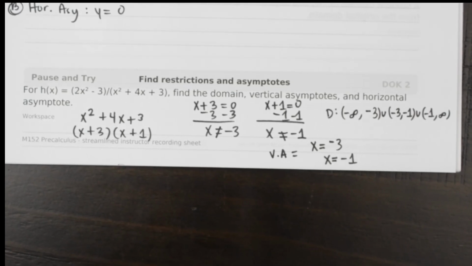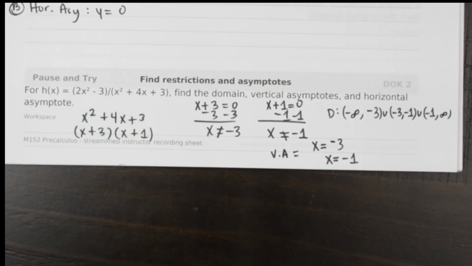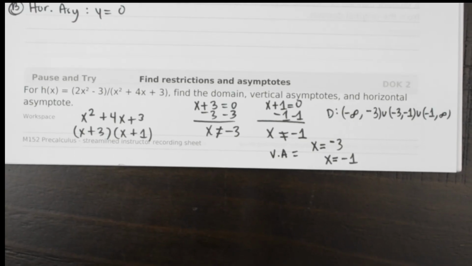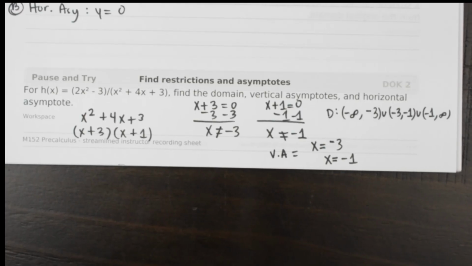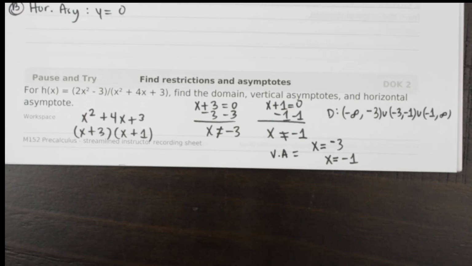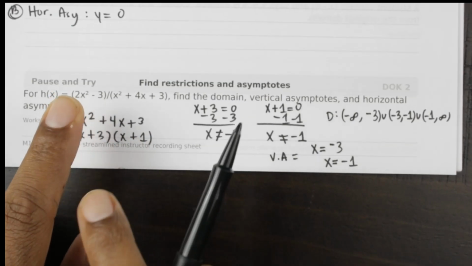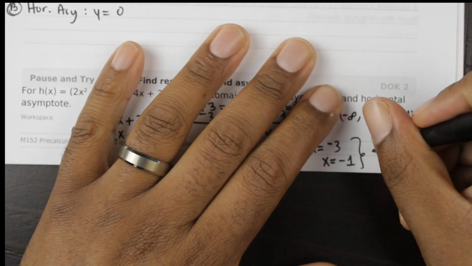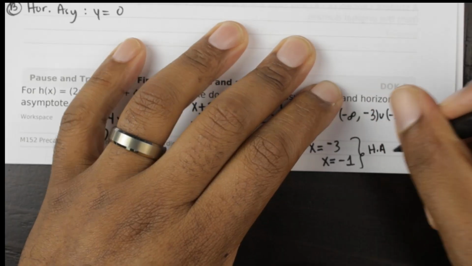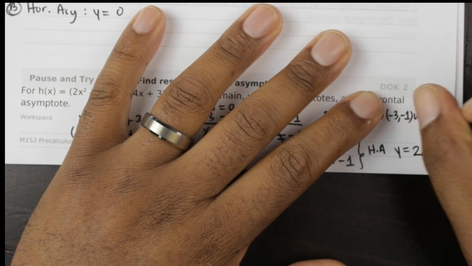Now find the horizontal asymptote. So again, this has a power of 2, and this has a power of 2. When the degrees are equal, we use the ratio of the leading coefficients. We have a coefficient of 2 and a coefficient of 1, which means that the horizontal asymptote is y equal to 2.